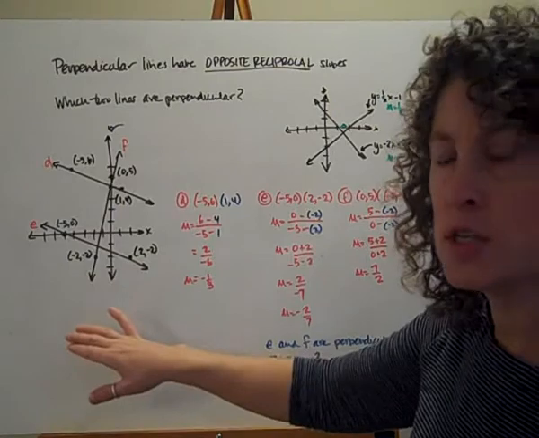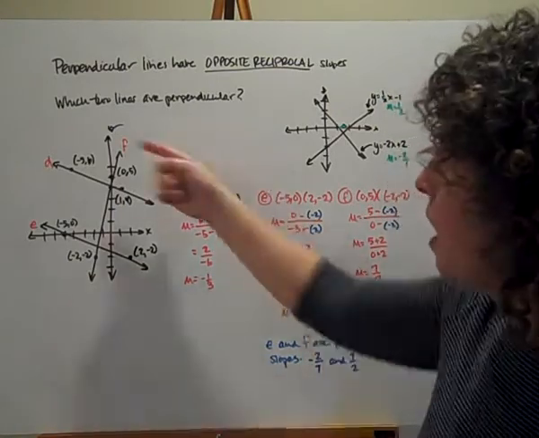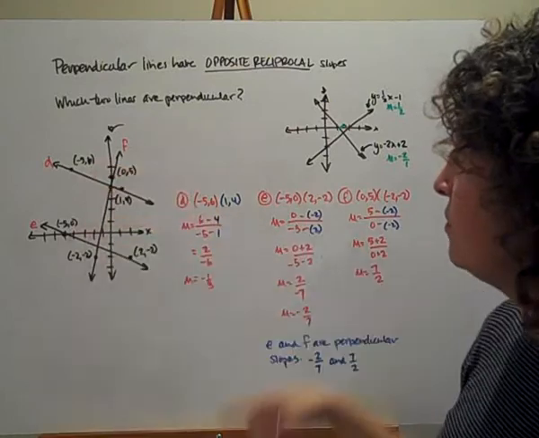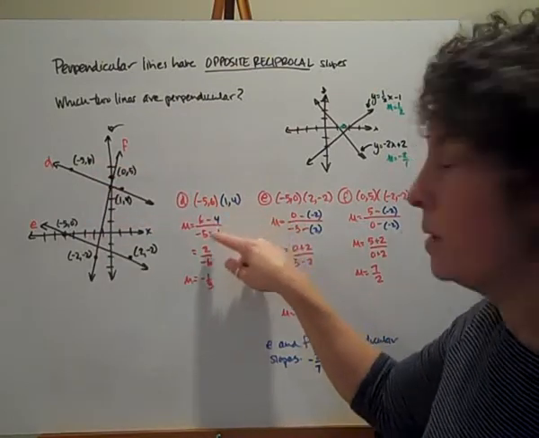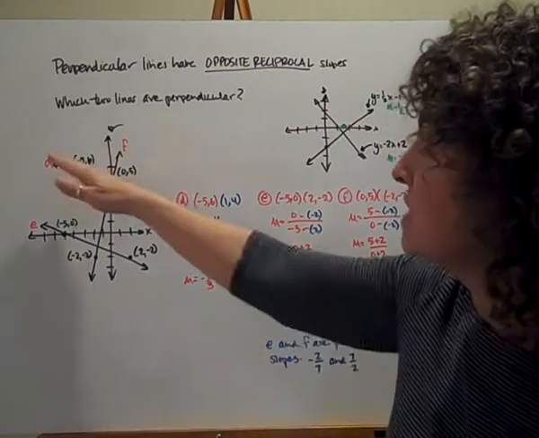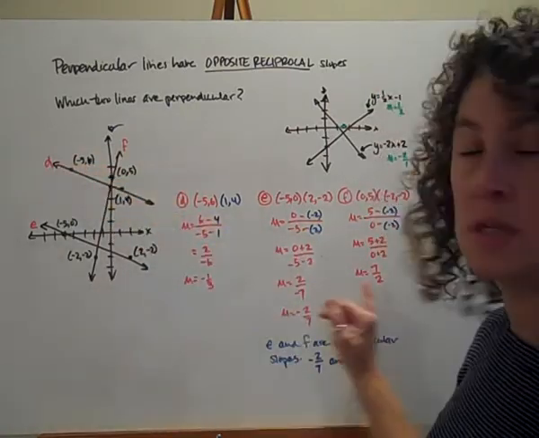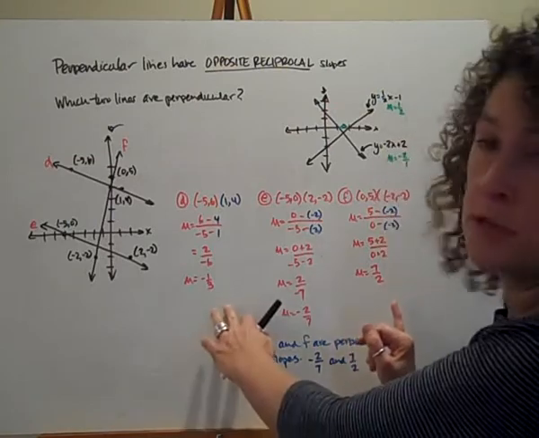So we're going to pay attention to the slope of line F. Line F has a slope of 7/2. For lines D and E, I use the slope formula, and I figure out that line D has a slope of -1/3. That makes sense because it should be a negative line, but that is not opposite reciprocals. They're opposite, but they're not reciprocals.